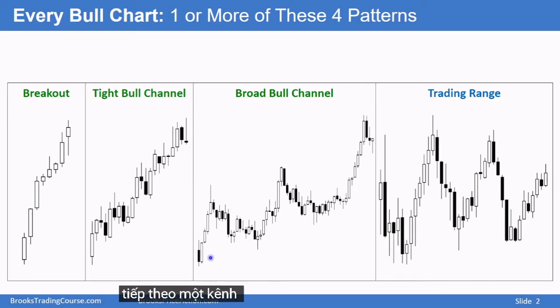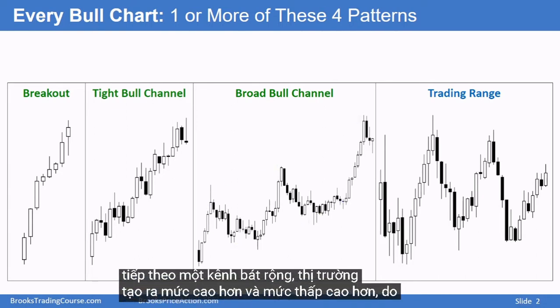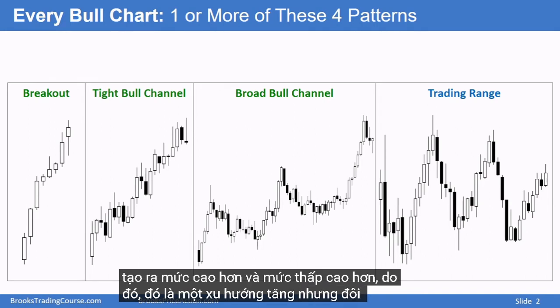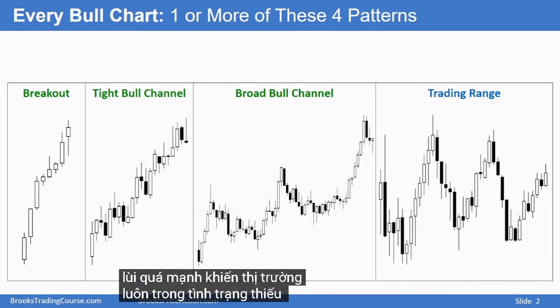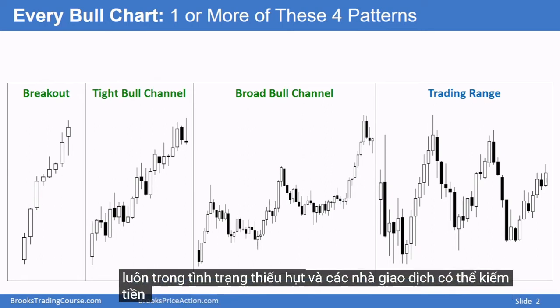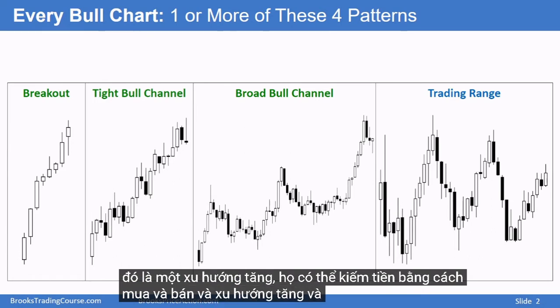Next, a broad bull channel. The market's making higher highs and higher lows, so it's a bull trend. But sometimes the pullbacks are so strong, the market becomes always in short, and traders can make money buying and selling. Even though it's a bull trend, they can make money buying and selling in a bull trend.